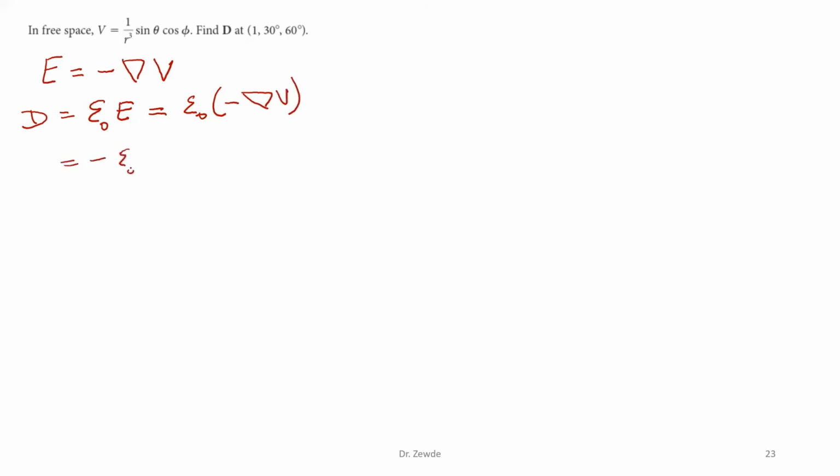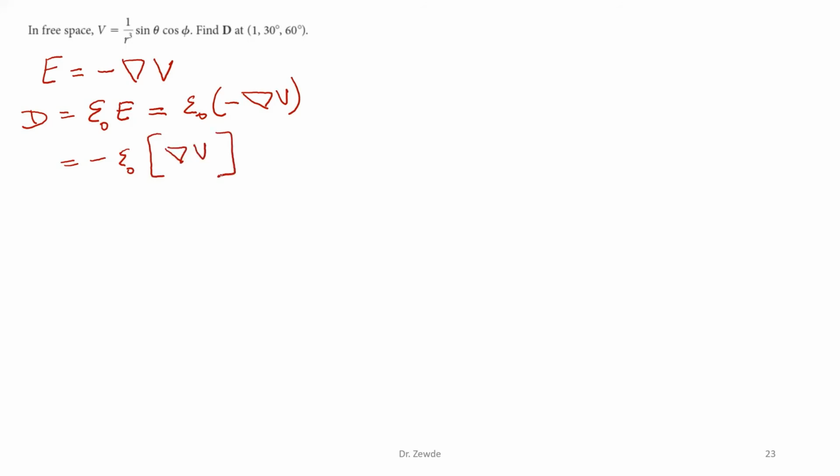In the third example, we have the electric potential V, and we're asked to determine the electric flux density D. So we use the same expression. E is equal to minus the gradient of V, but D is E naught times E. So therefore D is E naught times minus the gradient of V, or minus E naught times the gradient of V.